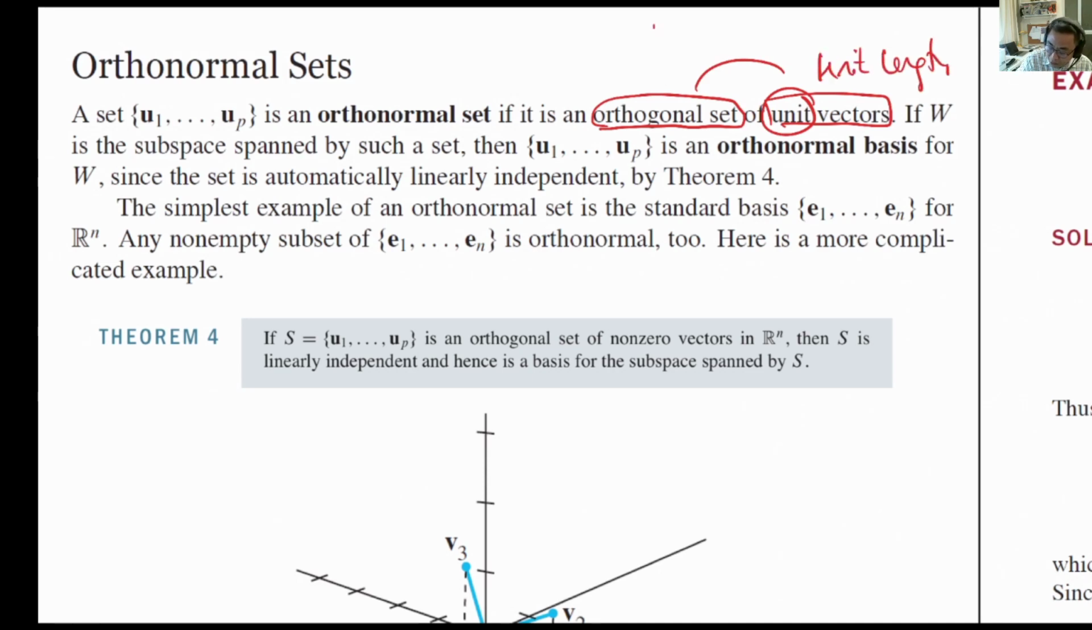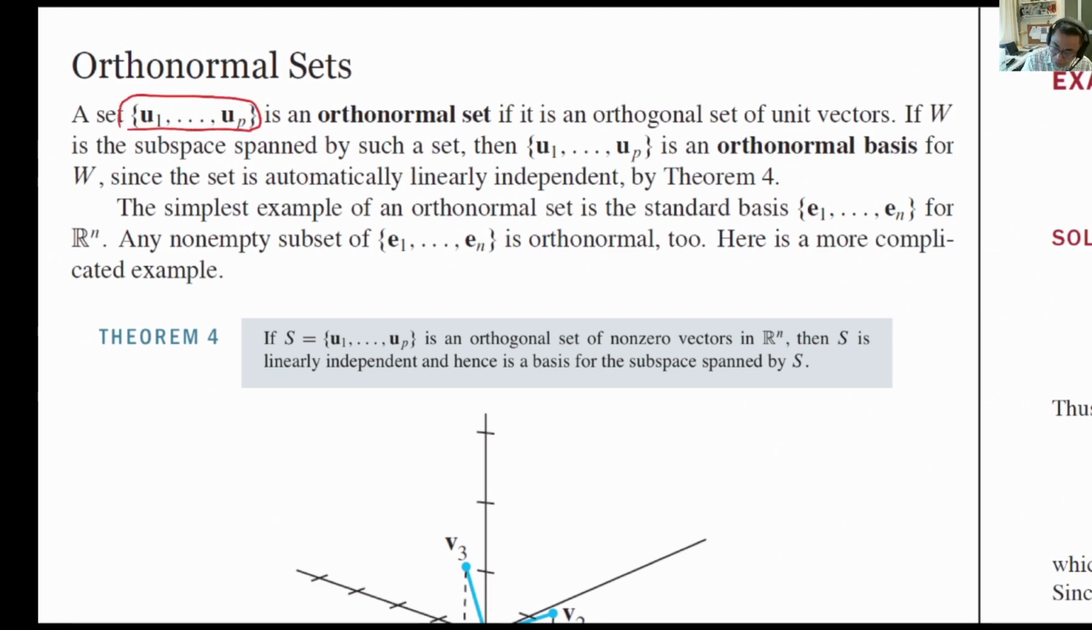That is, the norm of u1, the norm of u2, and so on up to the norm of up are unit length. If that is true, instead of calling this an orthogonal set, they have a more special name, orthonormal set. If we use this orthonormal set to span a subspace, then we call this orthonormal set the orthonormal basis for the subspace W.